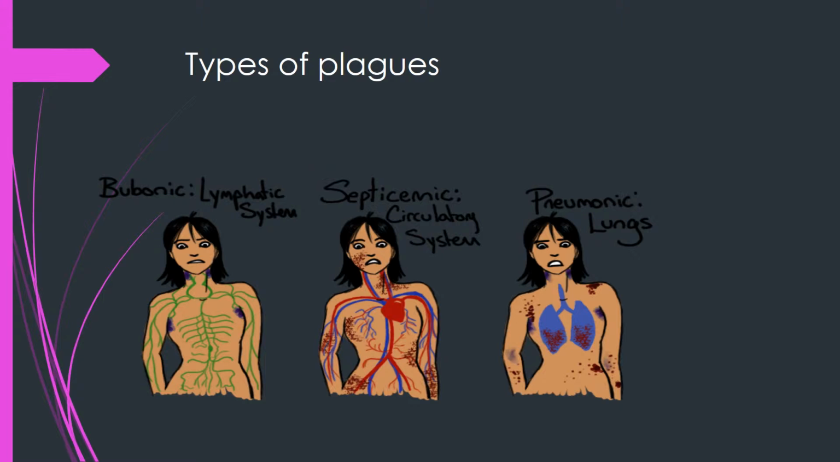So the three types of plagues that we need to be concerned with: the bubonic, the septicemic, and the pneumonic. So as you see, the bubonic affects the lymphatic system, the septicemic, the circulatory system, and the pneumonic is when the bacteria gets into your lungs.